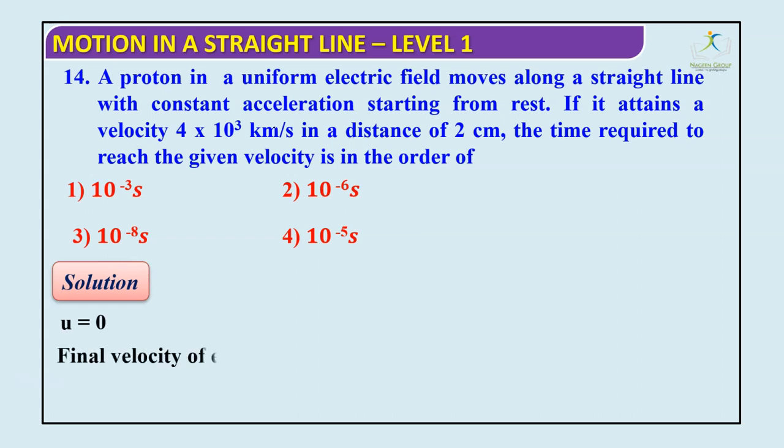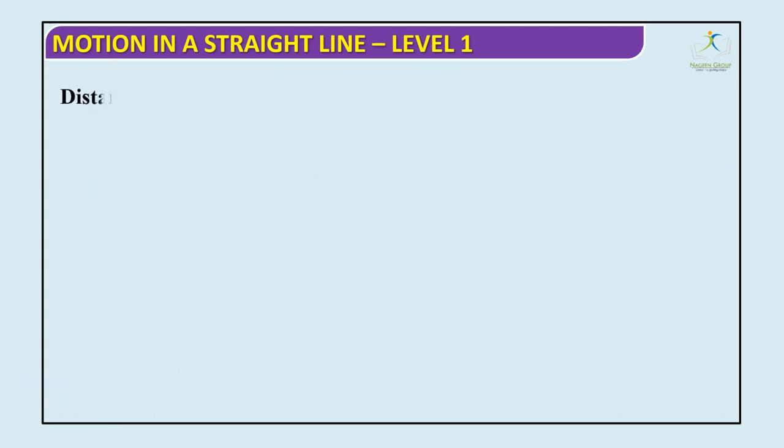Solution is here. As you can see, it is given simply that the proton is accelerating starting from rest. So in the case of rest, we know that initial velocity will be 0. So the final velocity is v equals 4 × 10^3 kilometer per second.